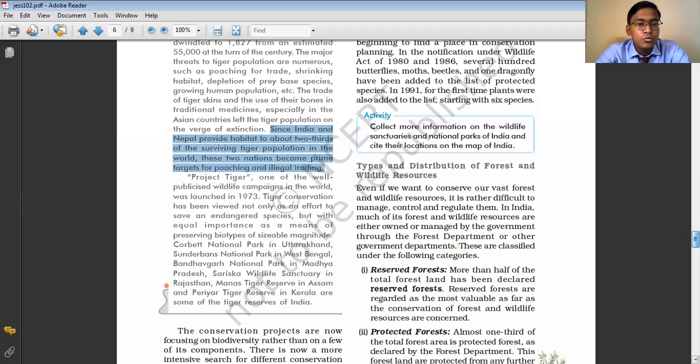Around two-thirds, that is around 66% of the total tiger population in the world, can be found in Nepal and India. So Nepal and India became the target for the illegal traders. They started illegal hunting and trading of tigers in our country actually.